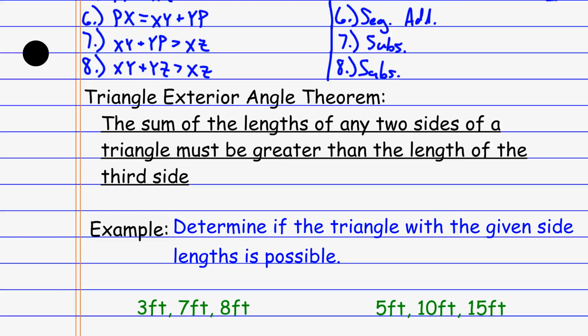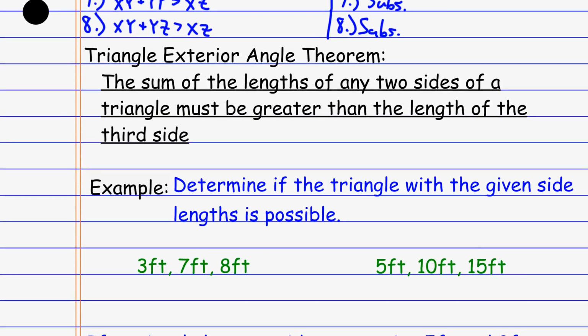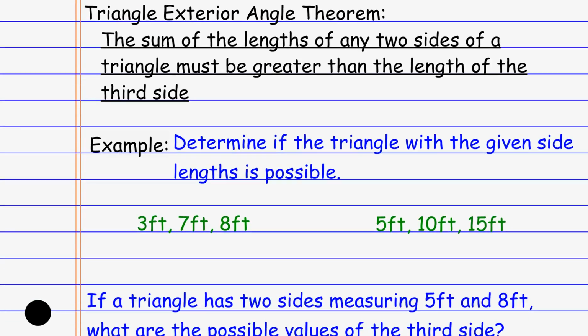So the two sides, whichever two sides you choose, have to add up to more than that third side. For example, if I look at these guys, it says, determine if the triangle with the given side lengths is possible. And so really all we do is we just add them up and we say, okay, let's add the first two together. It gives me a 10, which is greater than the 8, so that works. If I add the second two together, it gives me a 15, which is greater than the 3, so that works.